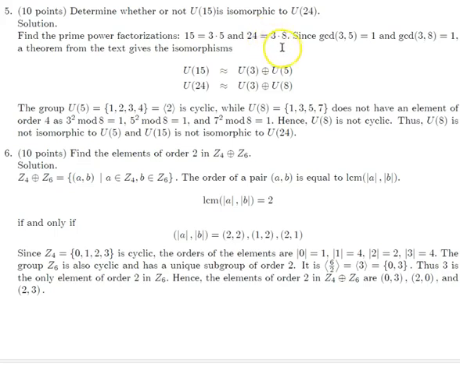Problem 5. Determine whether or not U15 is isomorphic to U24. We know Un is the group of all numbers from 1 to n minus 1 that are relatively prime to n, and the operation of Un is multiplication mod n.